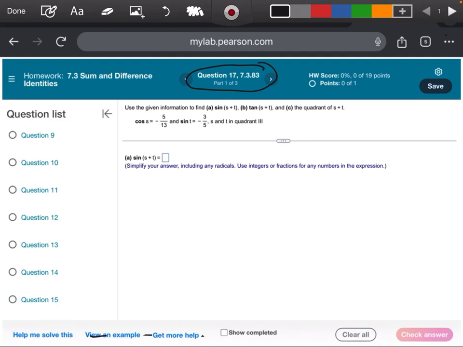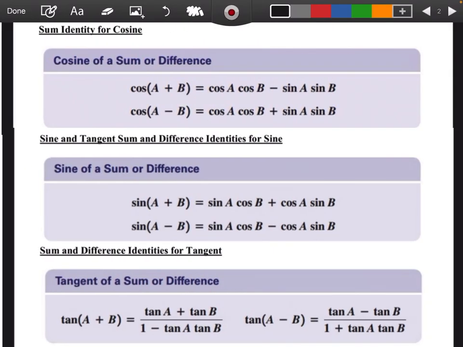Out of 7.3, and it has three parts to it. We're trying to see if we can find the first part, sine of s plus t. Okay, y'all, first thing I'm going to do is come over here where we have this formula.